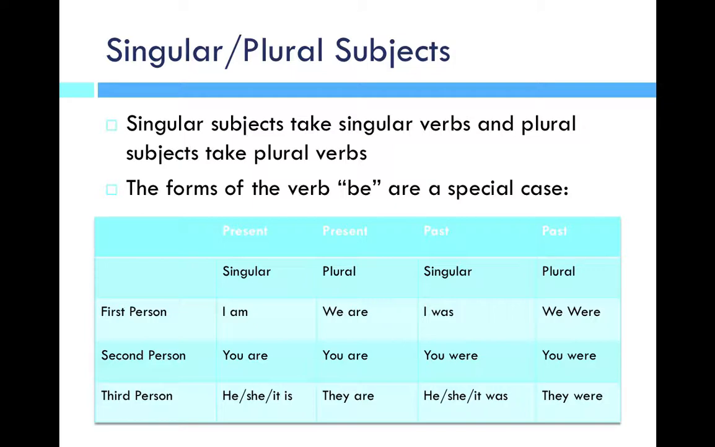So singular subjects take singular verbs, and plural subjects take plural verbs. Pretty obvious. There are a few special cases, one important one being the verb be. It's an irregular verb, so things kind of change around a little bit. So I am, you are, he, she, it is would be singular, and we are, you are, they are would be plural. Kind of weird. But you probably hear it enough in your everyday life that it shouldn't be that hard to memorize.